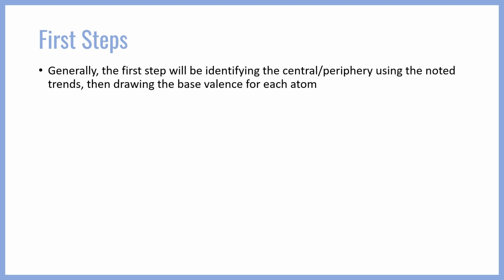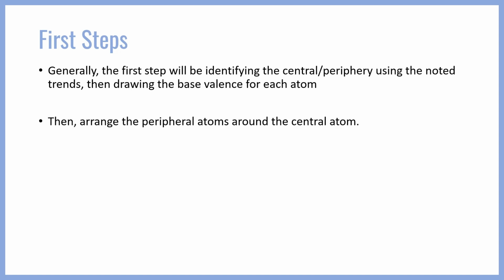So now let's go ahead and take our first steps towards putting together a Lewis dot structure. Generally, the first thing will be to identify the central and periphery atoms using the noted trends we talked about in the last slide, and then we're going to want to draw the base valence picture for each atom. We're going to want to put the number of valence electrons around its chemical symbol. Then we're going to want to arrange all of those peripheral atoms around the central atom with their electrons included. And we'll look at an example of how to do this in just a moment.